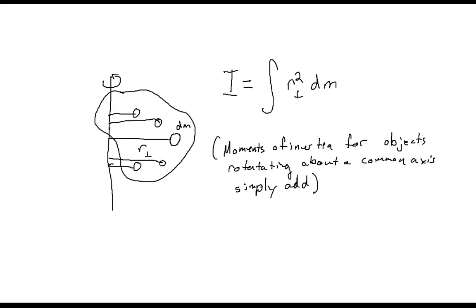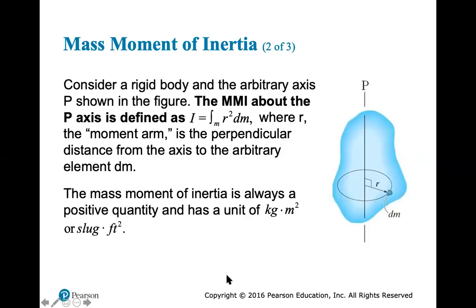Okay, so let's go back to the PowerPoint. As a comment on units, the units of moment of inertia would be mass times distance squared. So in the metric system, it's going to be kilogram meters squared. Or in imperial units, it would be slug feet squared. Or I suppose you could do it in pound mass feet squared, but your book works with slugs.